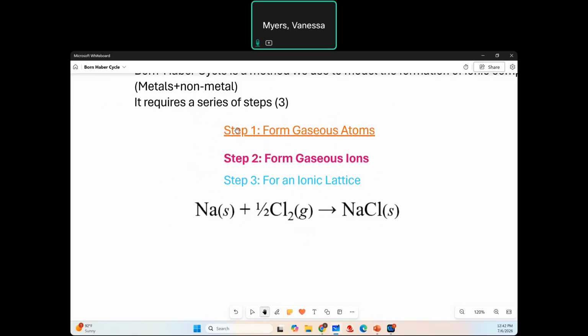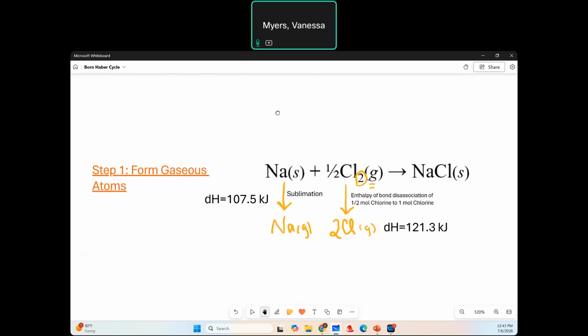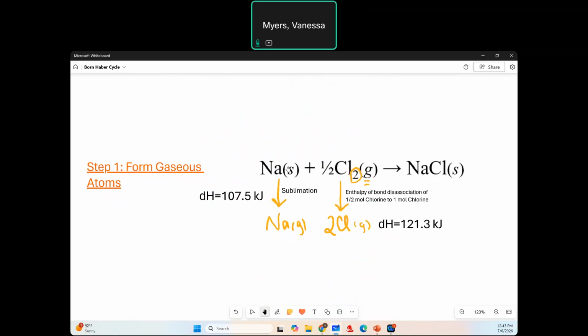Okay, step 1 in orange, form gaseous atoms. So here we go. I have sodium metal, not a gas. See, it's solid right here. So how do you take solid sodium and turn it to gaseous sodium? You have to sublime it, right? So in our states of matter, and we have these transitions, when you go from solid to gas, that's called sublimation. So the sublimation of sodium from solid to gas is 107.5 kilojoules, the enthalpy of that.